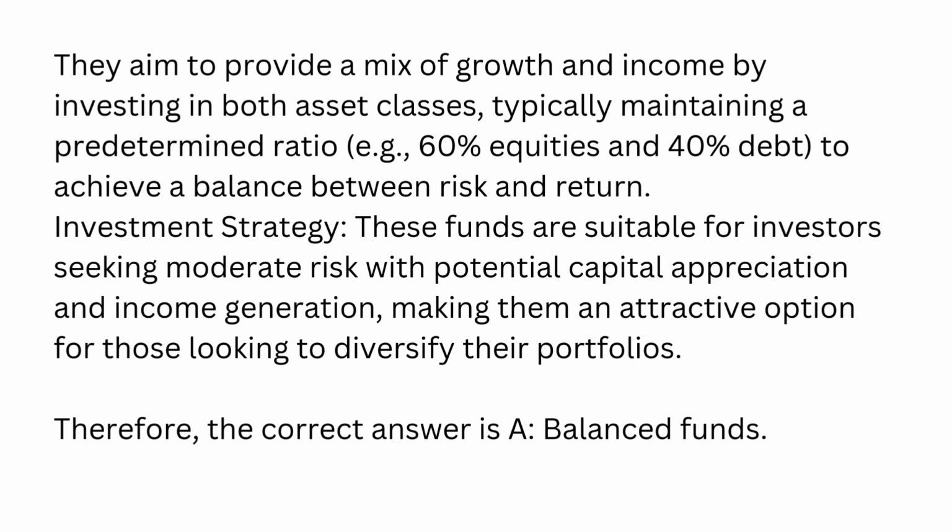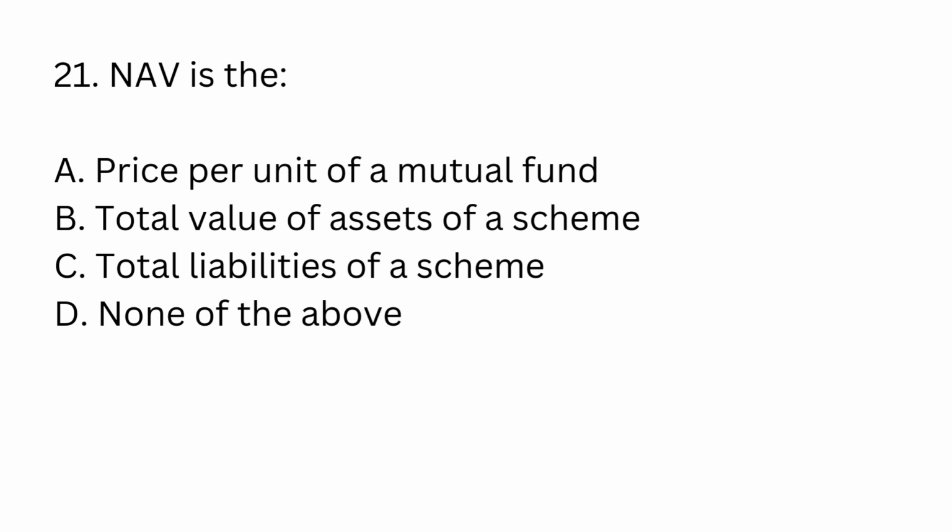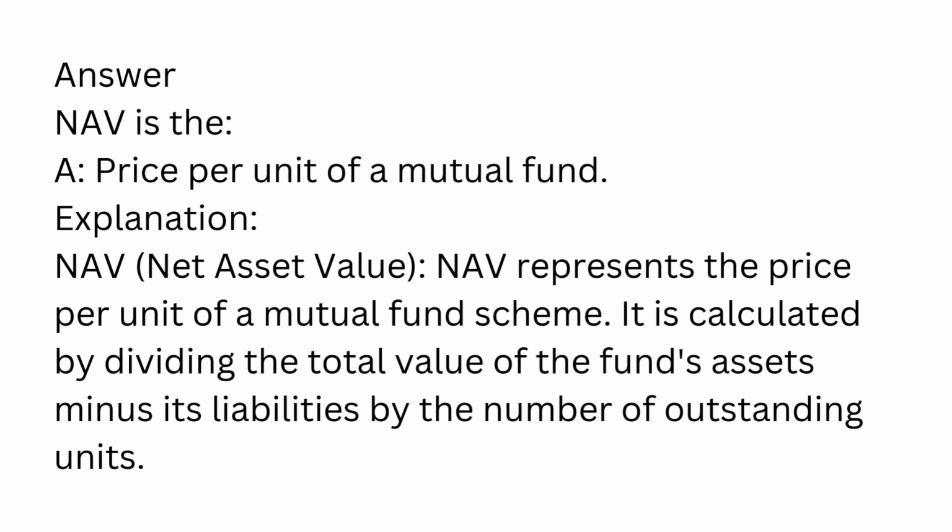Balanced funds. 21. NAV is the A. Price per unit of a mutual fund. B. Total value of assets of a scheme. C. Total liabilities of a scheme. D. None of the above. Answer. NAV is the A. Price per unit of a mutual fund. Explanation. NAV, net asset value. NAV represents the price per unit of a mutual fund scheme.